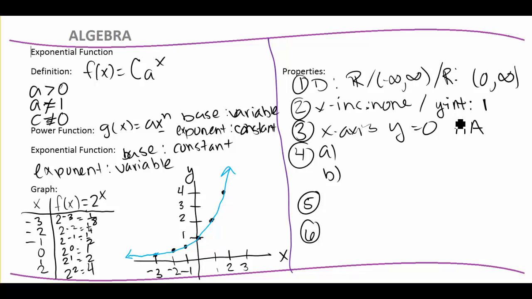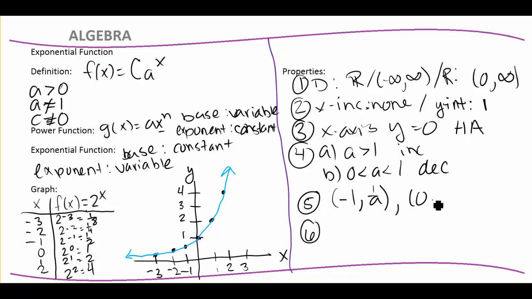Number 4, we have 2 parts. We're going to talk about when a, the base, is greater than 1. We see that the function is an increasing function. And when a is between 0 and 1, the function is a decreasing function. Number 5, the graph of a contains the points -1, 1 over a, 0, 1, and 1, a.